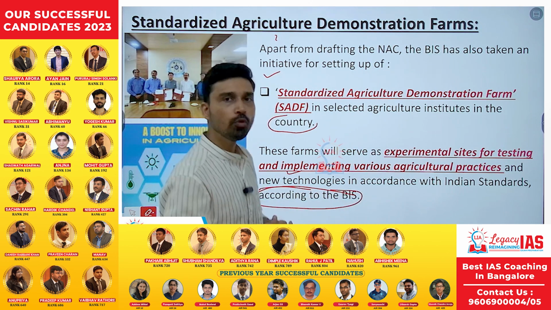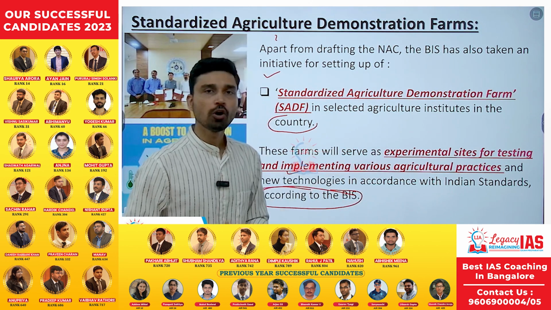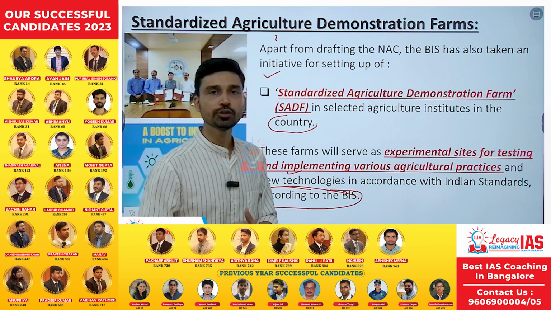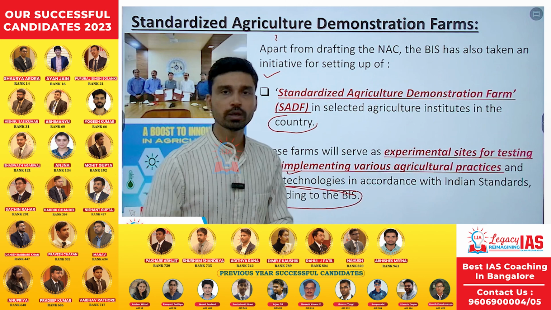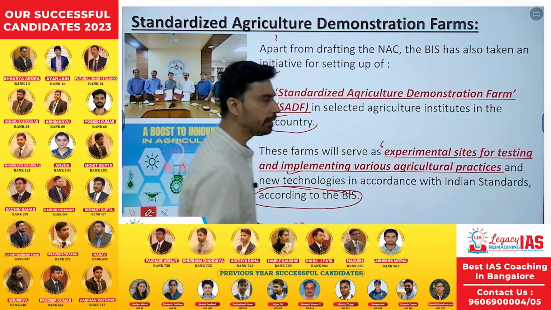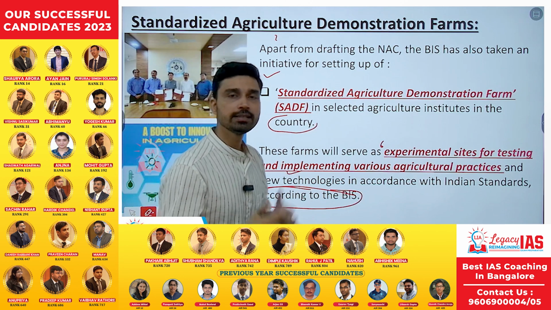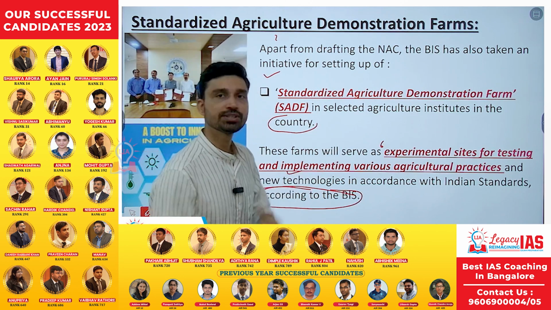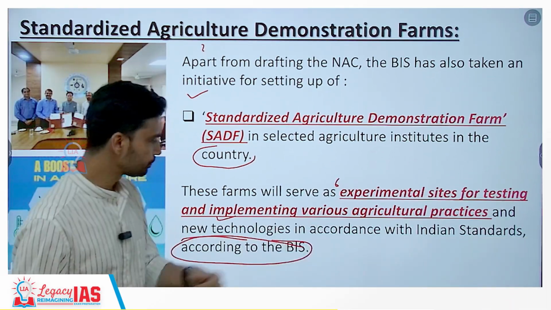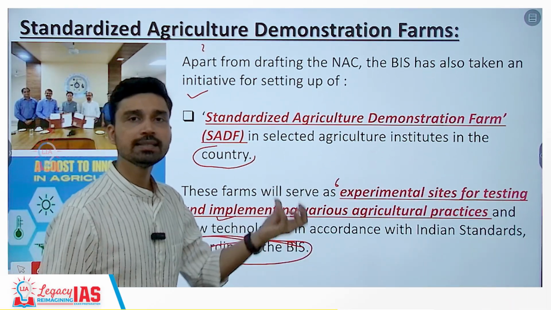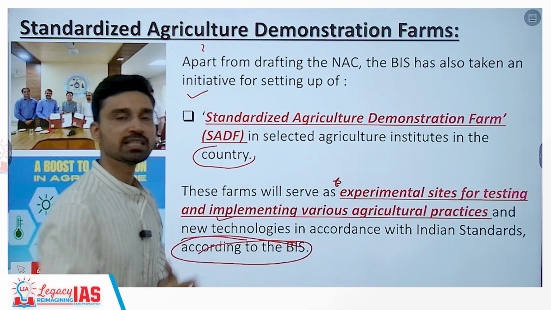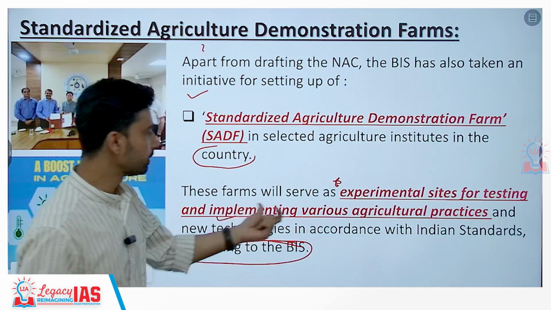That means before any technology or method or practice of agriculture can be implemented at a large scale over a large area, it will first be experimented with in this SADF. Once it is clear that the particular practice is successful and can be implemented at large scale, then it will be implemented at a farming scale. So basically it is a kind of pilot project, which will act as an experimental site for several agricultural practices.